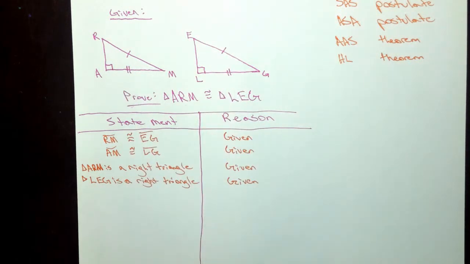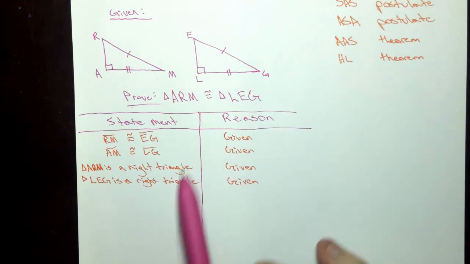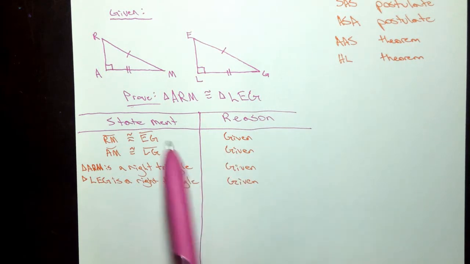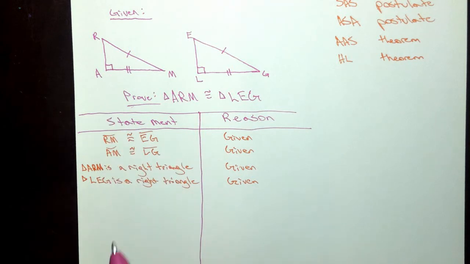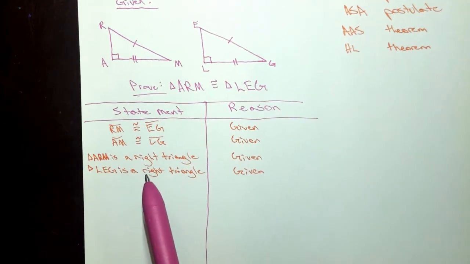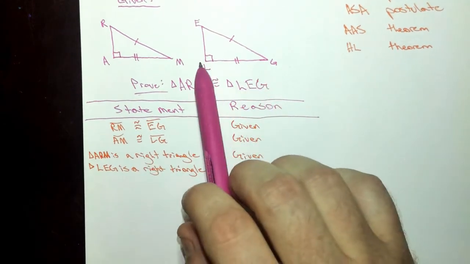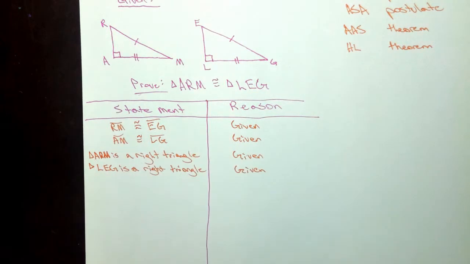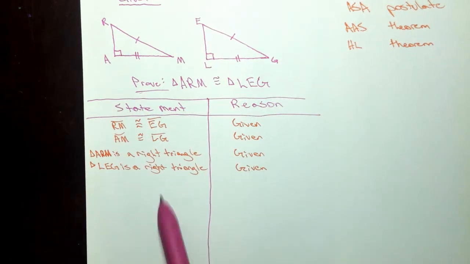So again, with every proof, it's always good to start with listing out the given information. So we're given that RM is congruent to EG, AM is congruent to LG, and that these are both right triangles. We can tell that because they've got the appropriate angle marking in there. And we're going to need that as well.